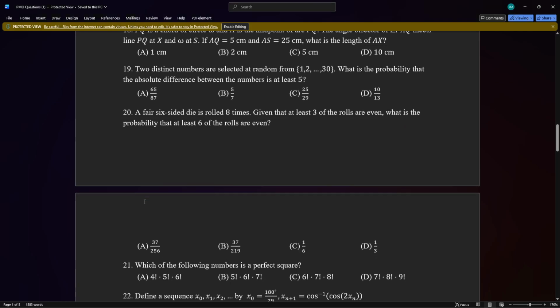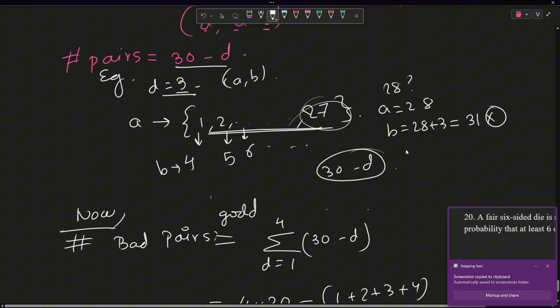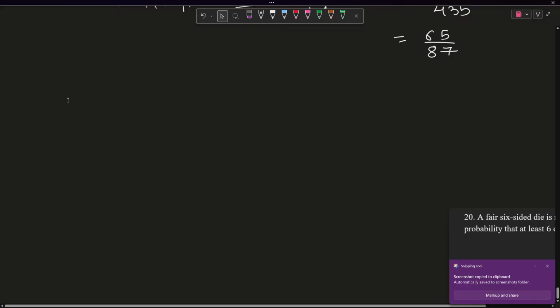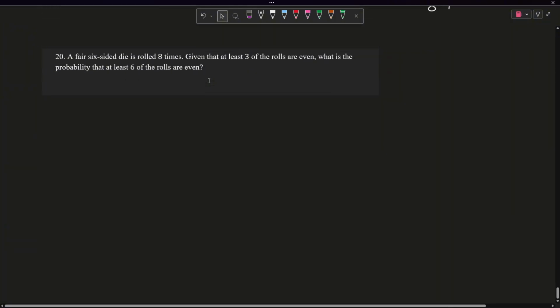Now question number 20. Right. First I rolled a die 8 times, and 3 of them are even. What is the probability that 6 of them are even?